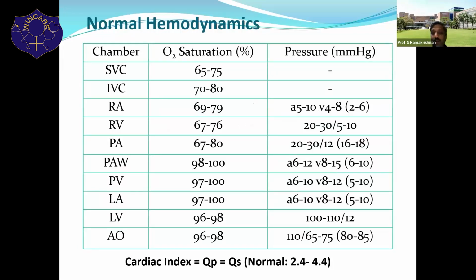What is the normal QP, what is the normal QS, and what are the normal numbers? Somebody asked about QP versus QEP. So it's about right to left shunt versus left to right shunt. Normally, QP will be equivalent to QEP. QS, QP, cardiac index, everything will be the same as QEP. The moment it goes left to right or right to left, that is when the problem happens.